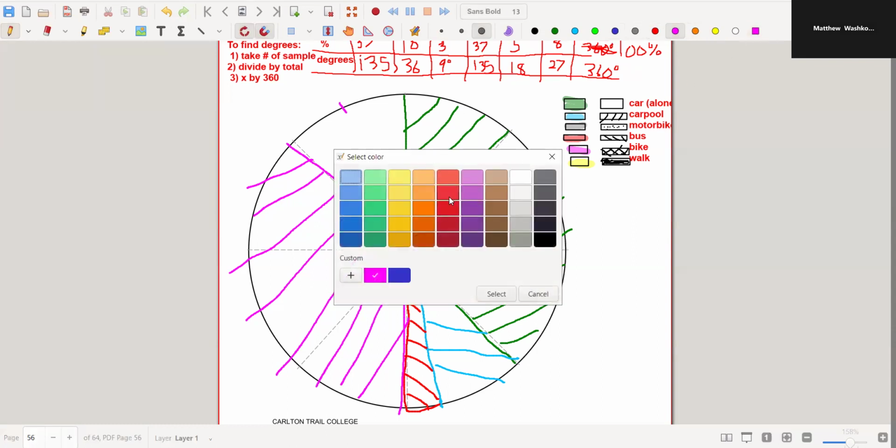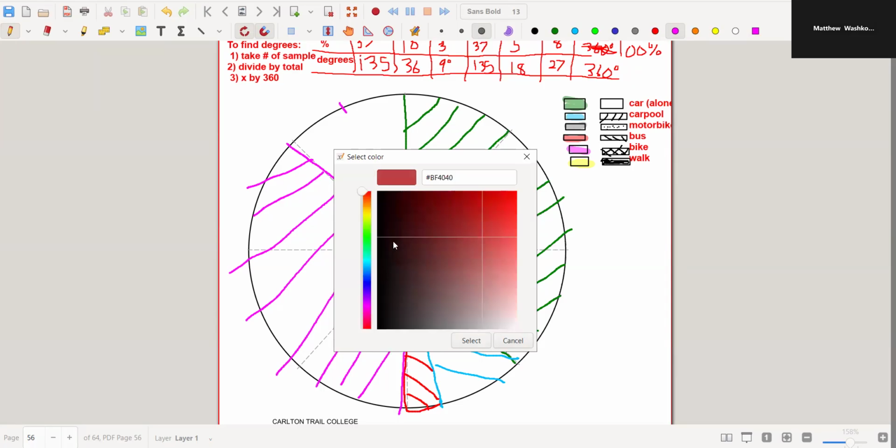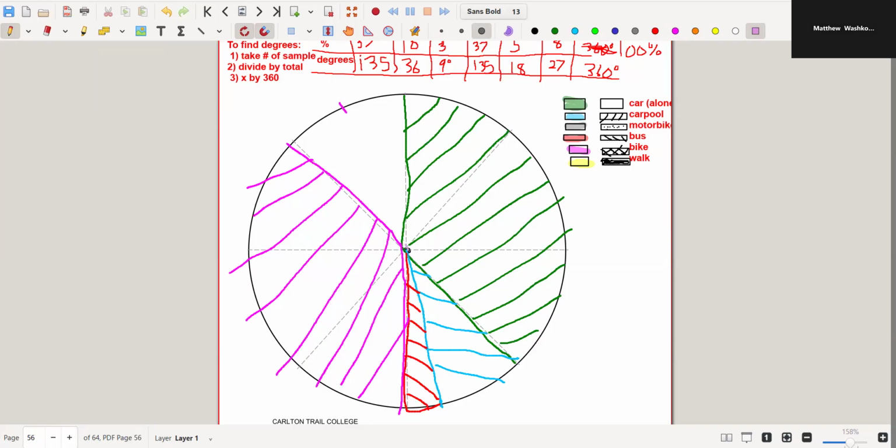Change the color. Like a pink. Sure. Which would be about, right, put your ruler there. And then the last one here, which is yellow, is walk, which would obviously be whatever's left. Now this all looks about right. Nothing's too big, too small. It's not going to be perfect. You're drawing by hand, but that's what this is. So all I got to do now, one final part, label it. This is the mode of transportation to school pie chart.